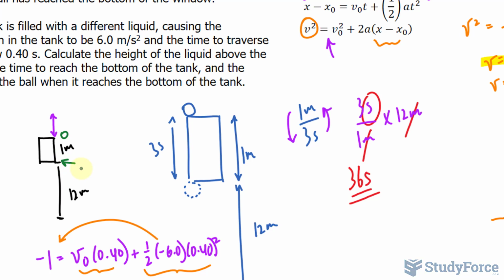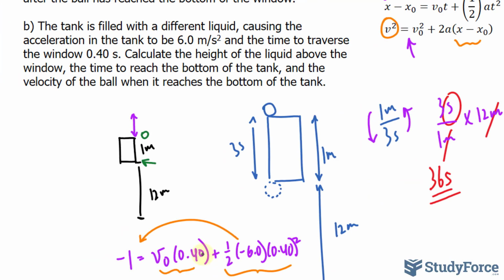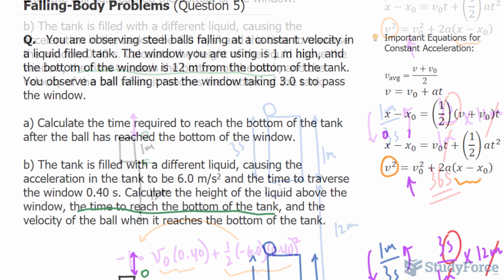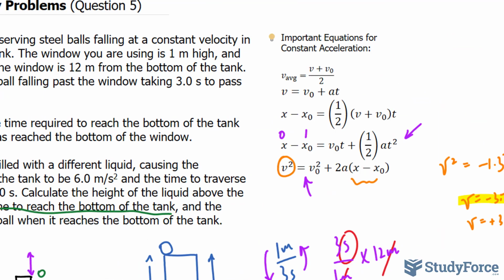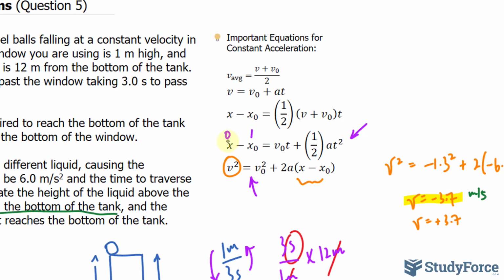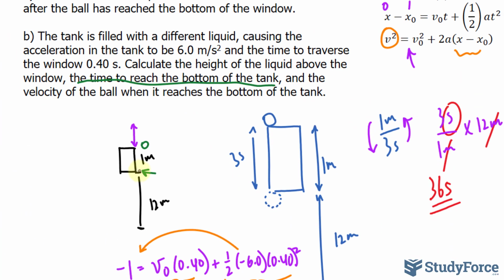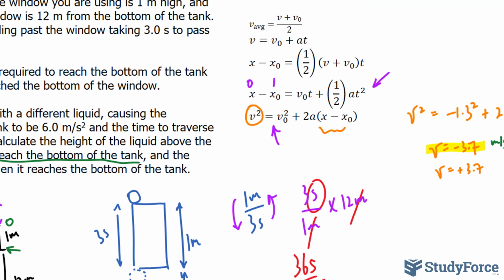Lastly, I want to find the time that it takes the ball to reach the bottom of the tank, and that will answer one of the three things that they wanted, the time it takes to reach the bottom of the tank. To find that out, I'll be using this formula again. So I'll do my work on the side. The bottom of the tank is represented as 0, and at the bottom of the window is 12. So 0 minus 12 is equal to the speed which we just found here, which was -3.7.